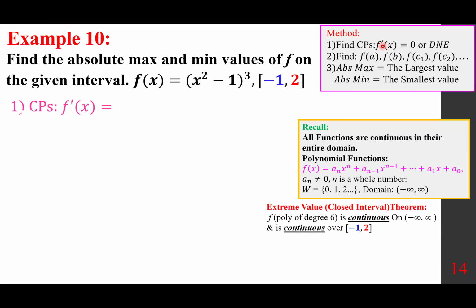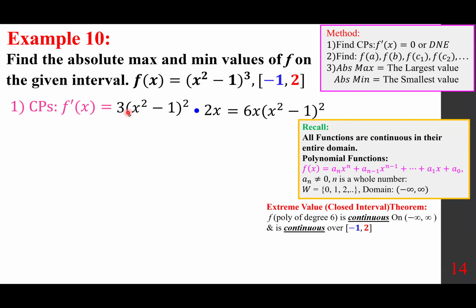To find f prime of x, we get 3 times (x squared minus 1) quantity squared times the derivative of the inside, 2x. And when we put these two together, we get 6x times (x squared minus 1) quantity squared. So that's f prime of x.